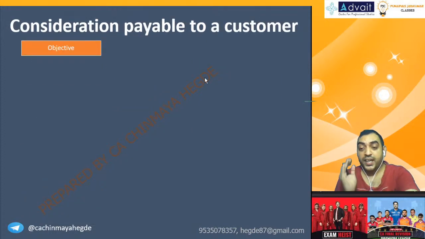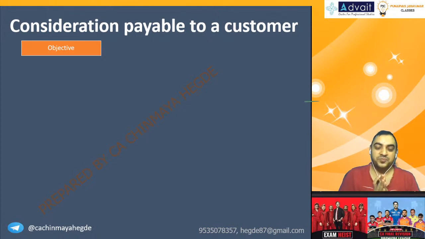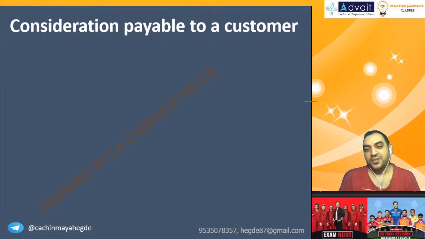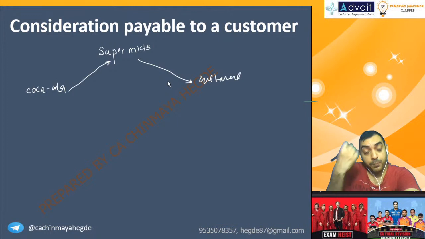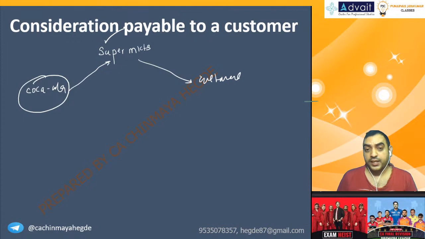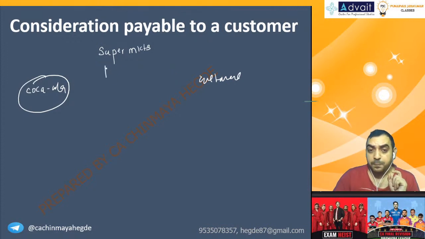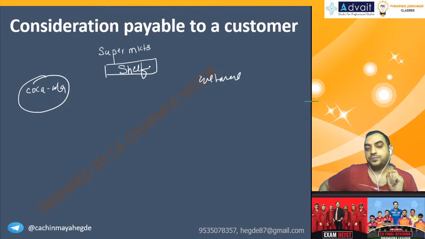Now, consideration payable to customer. This is one interesting point. Why will you pay consideration to a customer? This typically happens in the case of supermarkets. Let's say there's one company called Coca-Cola and there are customers, and Coca-Cola sells it to supermarkets and supermarkets will sell it to customers. Remember, supermarkets will buy and sell. They are not just intermediaries, not just brokers, they take the inventory risk on themselves. So for Coca-Cola, the customer is the supermarket, but it will be placed in a certain shelf, right?